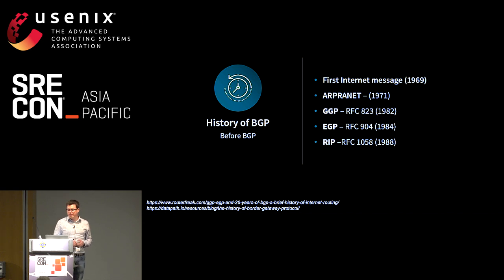In 1982, the gateway to gateway protocol was developed, and this has been one of the earliest internet protocols, was basically the first implementation of trying to build a routing system that found the fewest number of hops between a source and a destination. In 1984, exterior gateway protocol, or EGP, was formally developed. And this came out in RFC 904, sorry. The protocol was actually originally created in 1982, but it took a couple of years to get formalized.